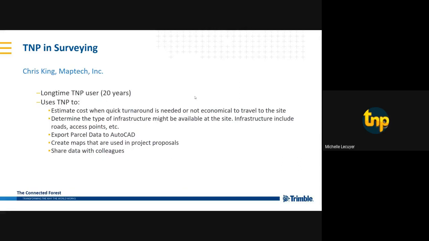Again, Chris is a longtime TMP user with 20 years, and he uses TMP to estimate cost when quick turnaround is needed or it's not economical to travel to the site. He determines the type of infrastructure that might be available at the site. That infrastructure can include roads, access points, etc. He exports parcel data to AutoCAD. He creates maps that are used in project proposals, and he shares the information in TMP with his colleagues.